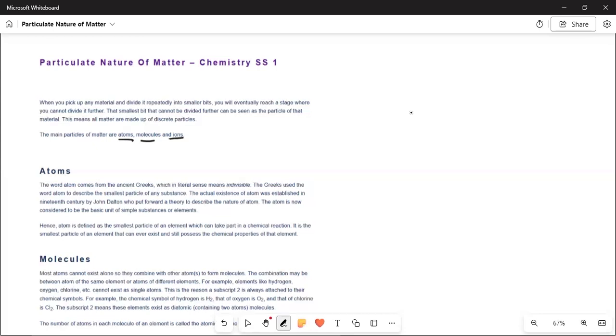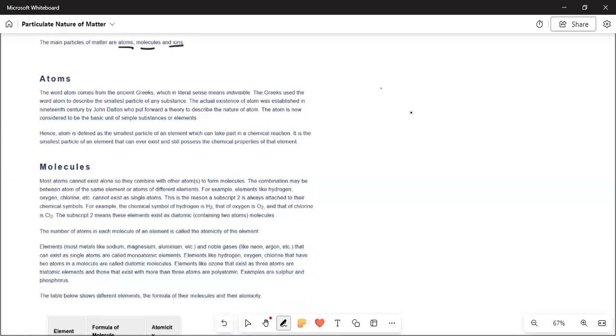And John Dalton was able to put forward a theory called the Dalton atomic theory to describe the atom. By the way, what is an atom? An atom is the smallest particle of an element which can take part in a chemical reaction. It is the smallest particle that can ever exist alone and still possess the chemical properties of that element. Dalton put forward a theory to describe the atom, which we are going to look at shortly.